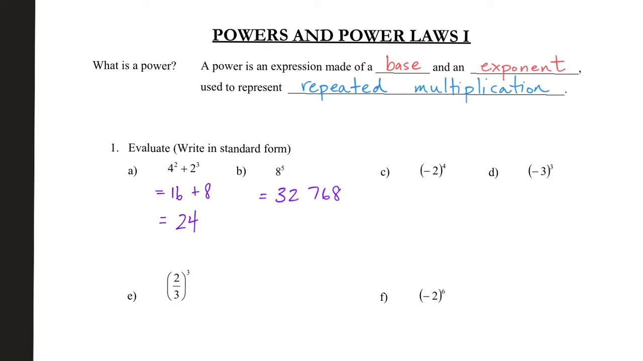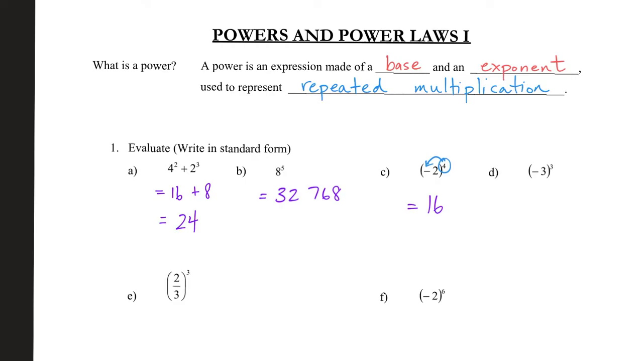So we work our way through question C. We see we have negative 2 to the 4th. I have an even exponent on a negative base, and so I know all my negatives will pair up. My answer has to be positive. And I have memorized that 2 to the 4th is 16.